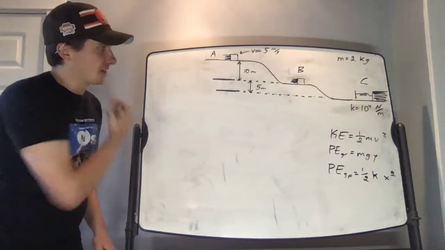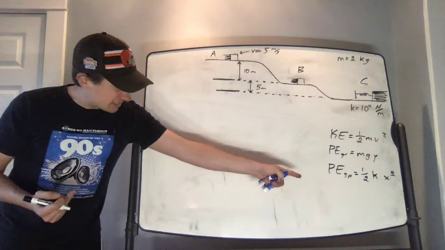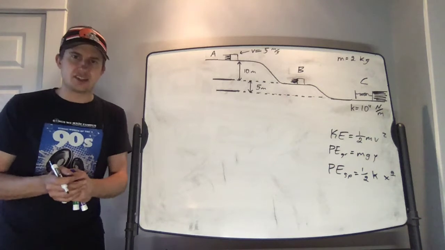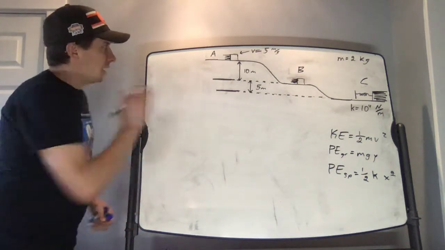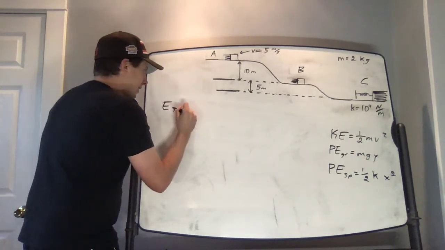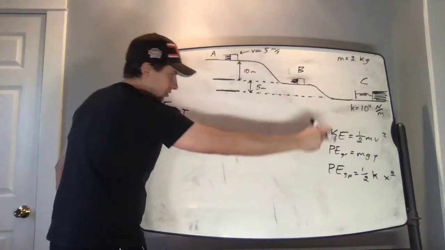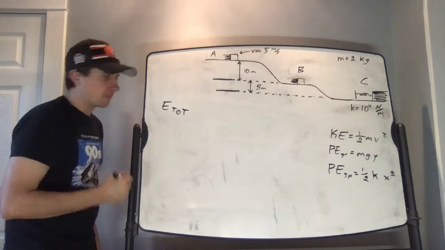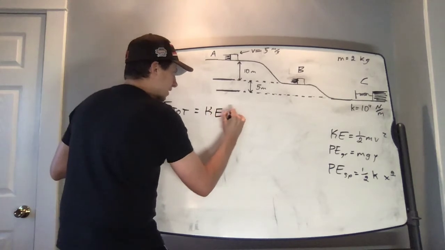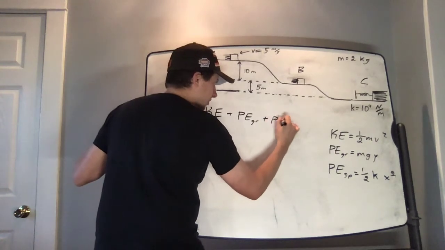So K in this particular problem is 10,000 or 10 to the 4 newtons per meter. And X is the amount from beyond the equilibrium length that the spring is stretched or compressed. Now, when I write E total, that is basically saying the sum of the kinetic plus the gravitational potential plus the spring potential energy. So E total is going to be equal to the amount of kinetic energy plus the amount of potential energy from gravity plus the amount of potential energy from the spring.